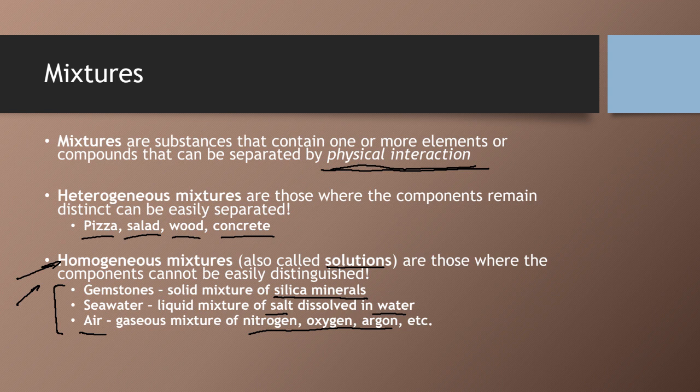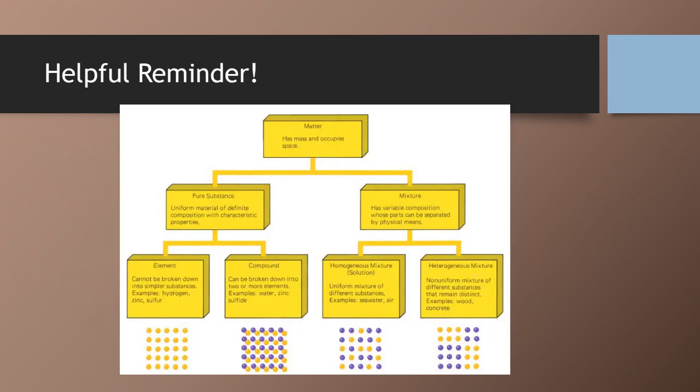There is a helpful reference in your textbook for mixtures. And so here we have matter, and we can classify matter into pure substances, which are elements and compounds, and then mixtures. So our three types of substances, or three ways to classify matter. And then we just break down mixtures a little further.